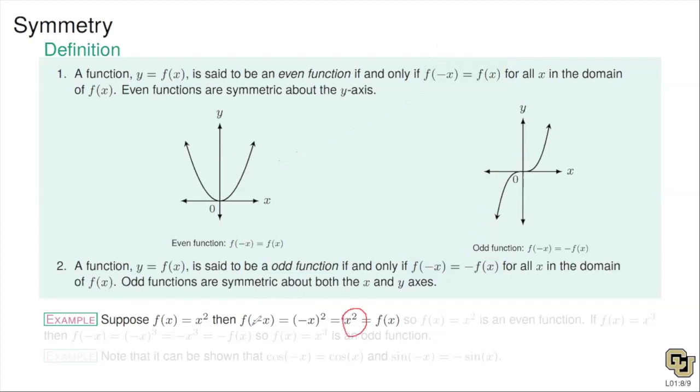But x squared is exactly the original function we started with. So f of negative x equals negative x quantity squared, which equals x squared, which gets us back to f of x. So we've shown this definition has been satisfied. So I can conclude f of x is an even function now because the definition has been satisfied.